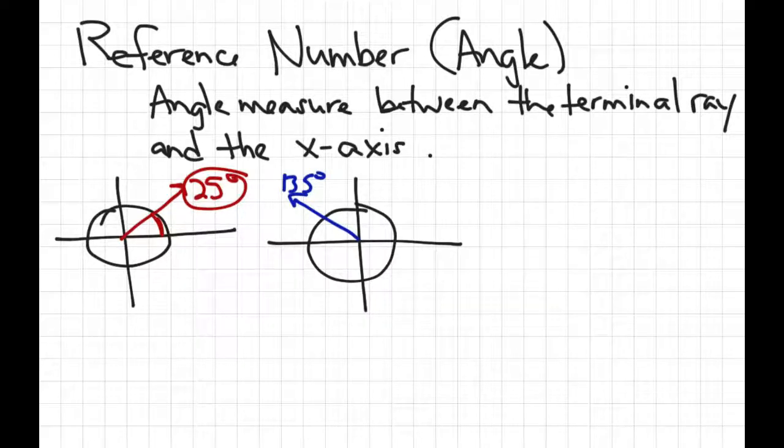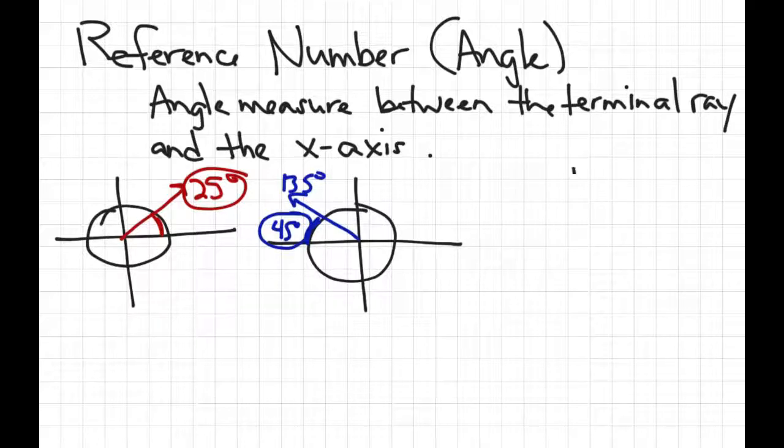The reference angle, or reference number, is going to be the number of degrees between that terminal ray and the x-axis. Well, the terminal ray is at 135. The x-axis on this side is 180. So 180 minus 135 is 45 degrees. That would be the reference angle.